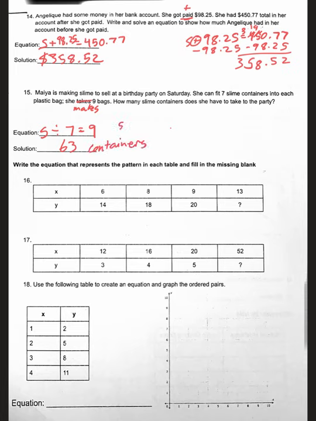Now the truth is, we could have come up here and done it either way. S divided by 9 equals 7. Here we got the same answer. Okay, number 16, we're writing equations.